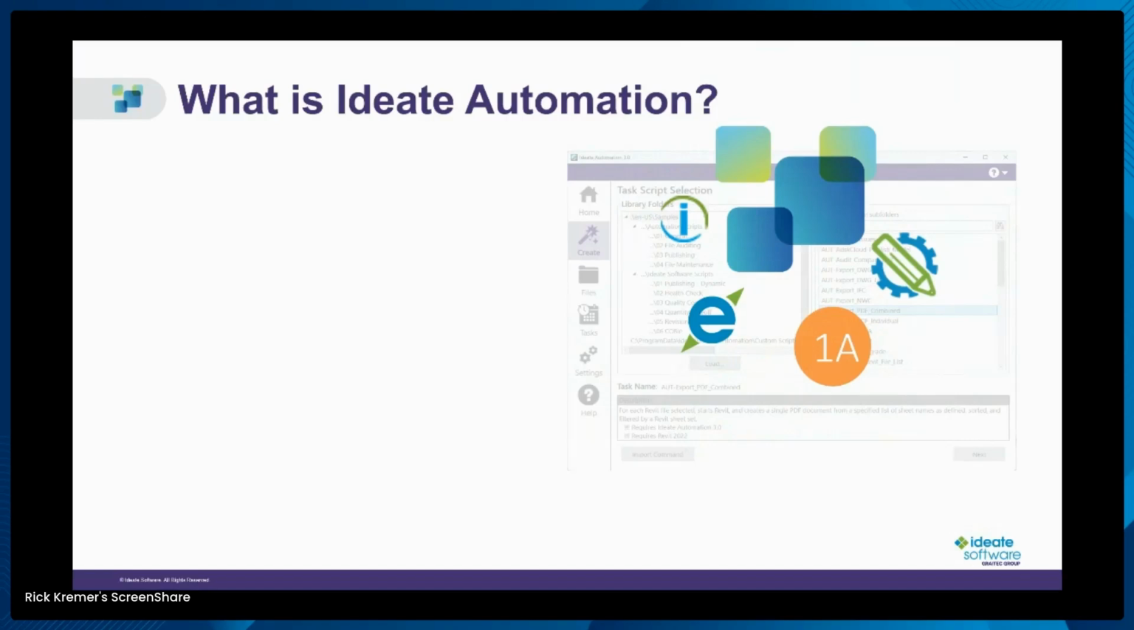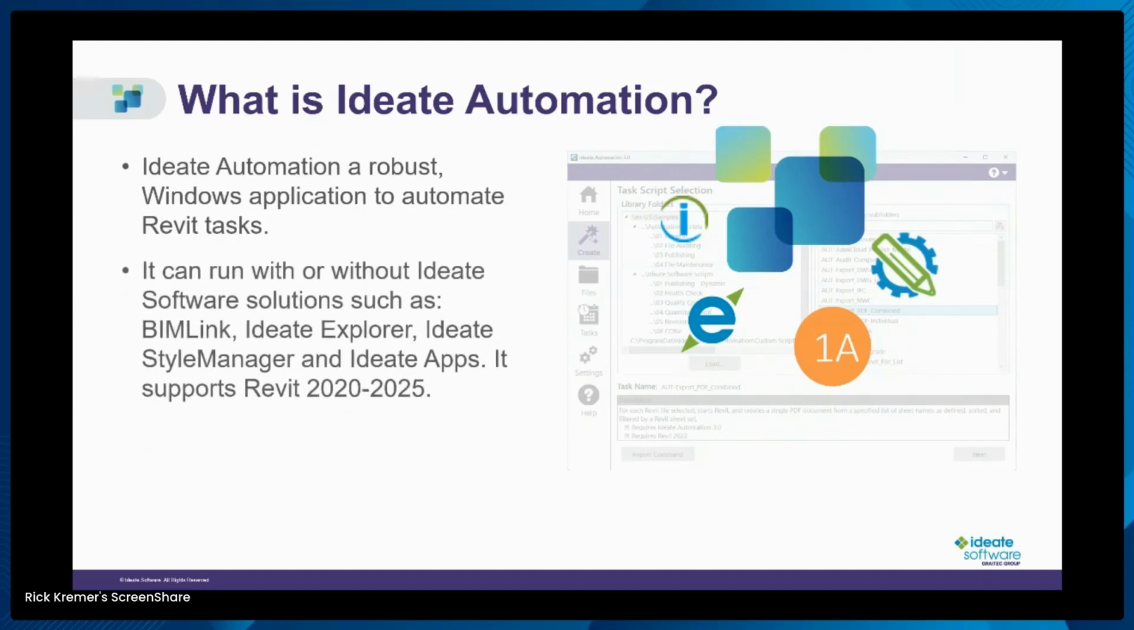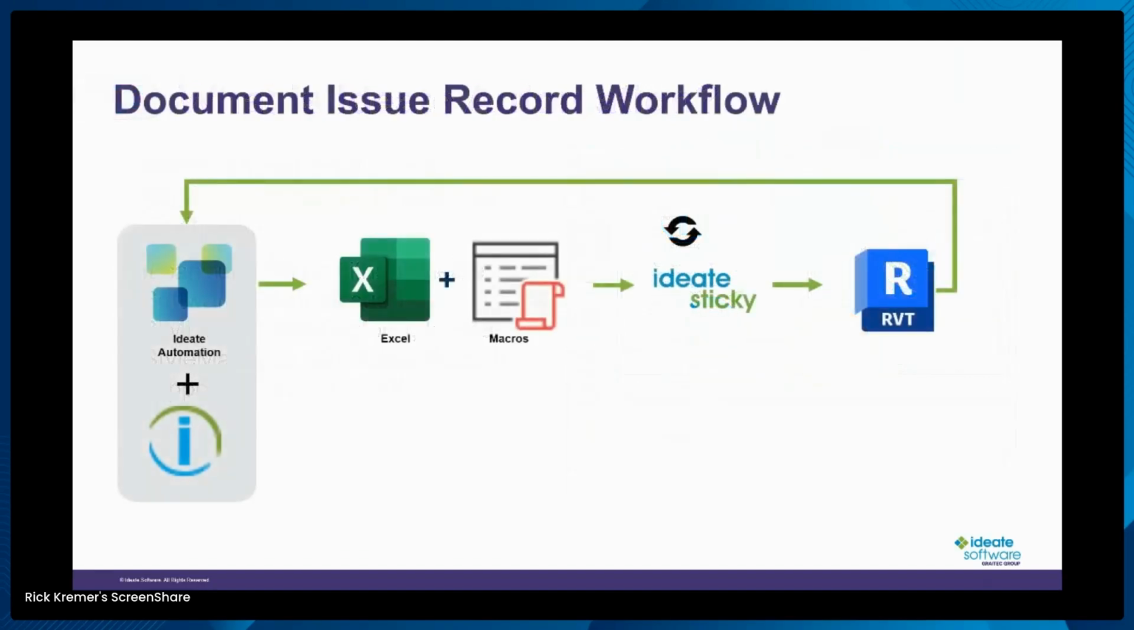Ideate Automation is a Windows-based application that works outside of Revit. And this automates the Revit tasks, and it's compatible with all versions of Revit from Revit 2020 through Revit 2025. And it can run with or without the Ideate software solutions. And depending on the task, this Ideate Automation can include BIMLink, Ideate Explorer, Ideate Style Manager, and Ideate Apps. It automatically runs all of this information. So let's do a quick review on a visual on how this works.